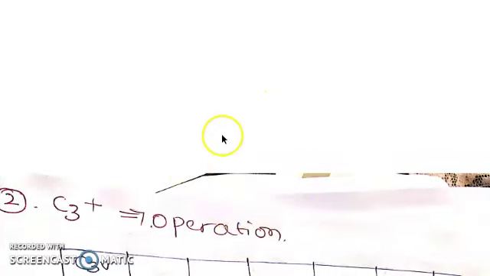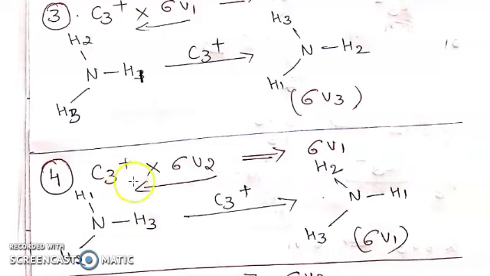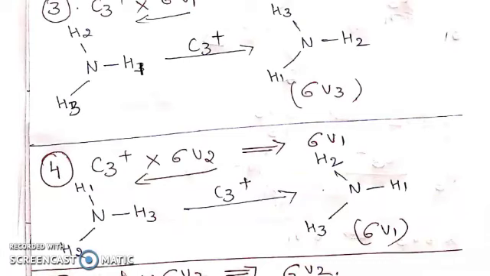This is the continuation of the previous video. In the last video, we discussed up to here: C3+ into sigma V2 gives sigma V1, and the last one is C3+ into sigma V3, which gives sigma V2.